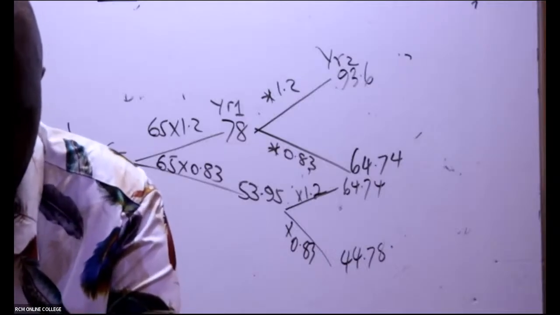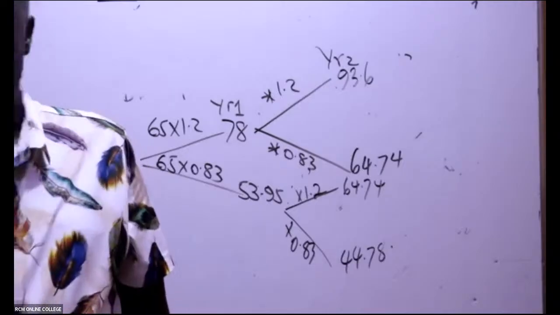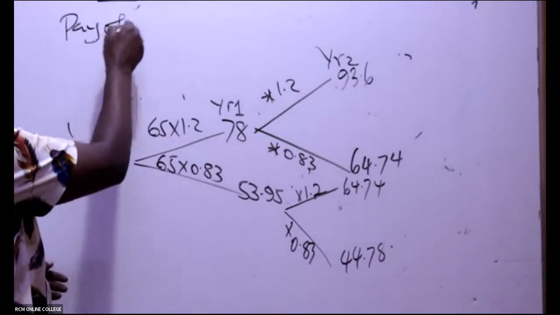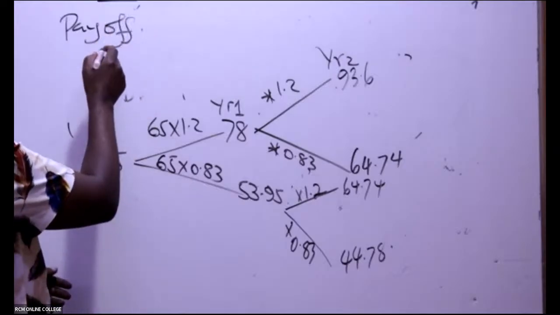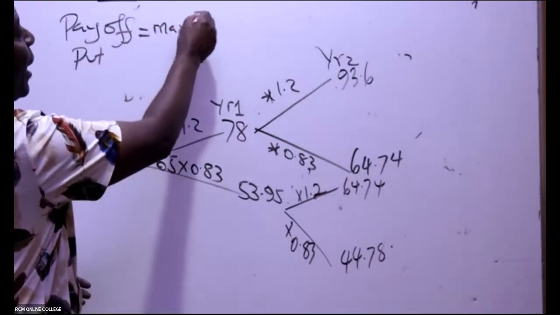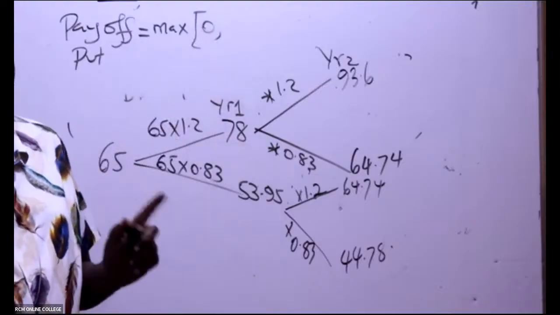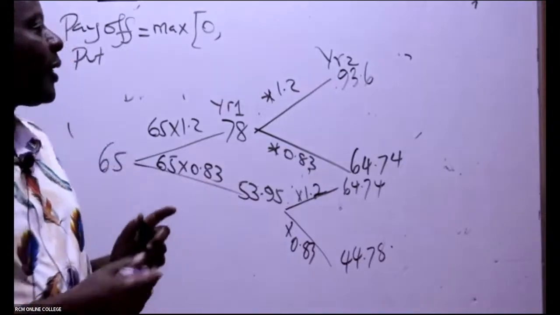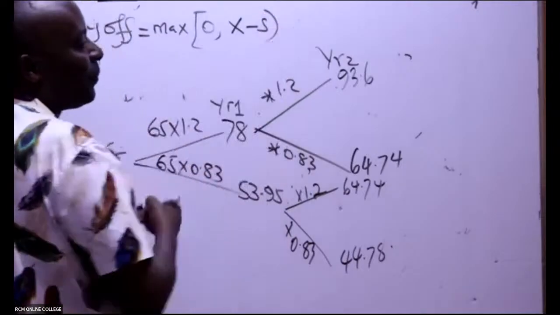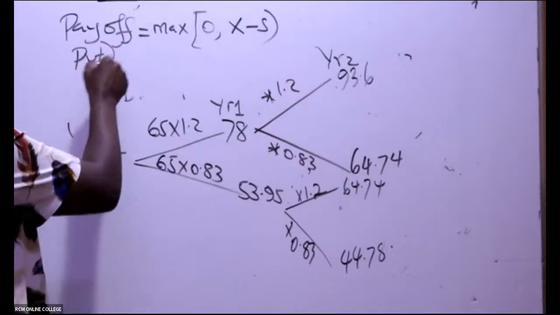So then, ladies and gentlemen, after you have been able to do that very well, please look at your question. The next thing will be for us to get what we call payoffs. How do we get these payoffs here for a put? Remember, this is a put. So for a put, you will take the maximum of 0 and K, or X, minus S. So for each node, you are going to give us our payoffs for our put option.